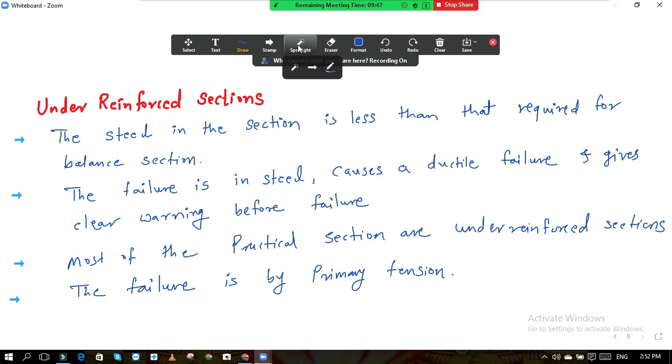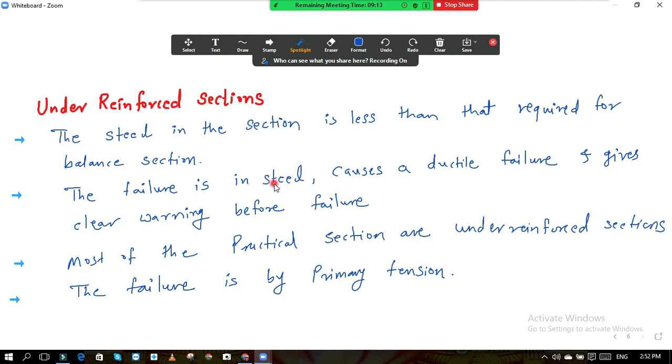Okay. So all points are already known to you under the under reinforced section. Steel requirement is less, then steel will fail first. And as steel is a ductile material, steel fails before concrete. So when the structure fails, the steel fails first rather than the concrete in under reinforced sections. That is why, as steel is a ductile material, it will give us a sign before the failure. It will not fail suddenly.